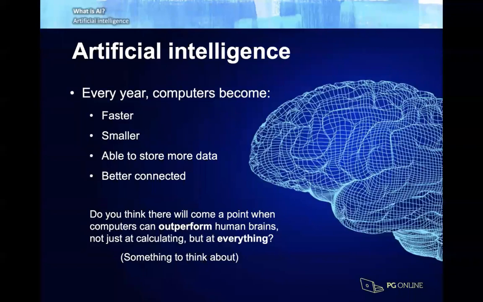Okay, so every year AI becomes faster, smaller, is able to store more data, and is better connected. Now, something to think about. We're not going to go through it here. We can have a discussion maybe. But do you think there will ever come to a point where computers can outperform human brains, not just at one thing, but at everything? Because it does get smarter. We know that. We know it gets faster, and we know it can handle more information. So can it just keep on learning infinitely?